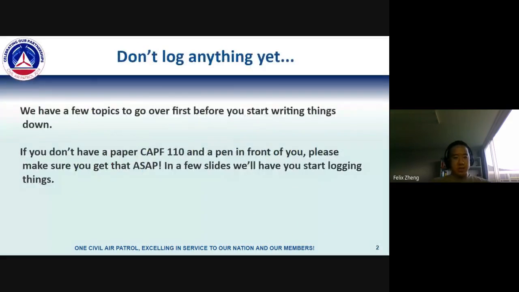Cool. So, from last week, we said that everyone should have a copy of CAP Form 110 and a pen in front of them for this week. So, if you do not have that, please try and go print that out as quickly as possible, because we will be logging things throughout the session today.